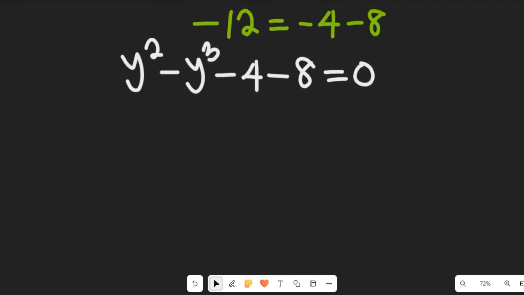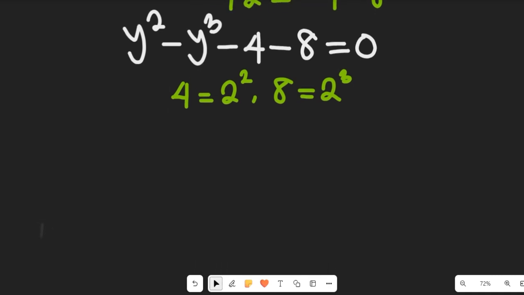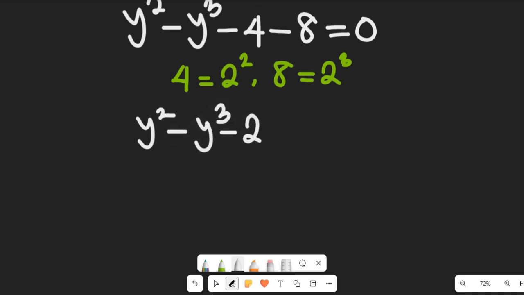Great. Now what do we have here? We're going to simply see that 4 can be equal to 2 to the power of 2, right? And 8 can be equal to 2 to the power of 3. So to simplify this expression, we are simply going to replace 4 and 8 with 2 to the power of 2 and 2 to the power of 3. So we'll have y to the power of 2 minus y to the power of 3 minus 2 to the power of 2 minus 2 to the power of 3, and this will be equal to 0.